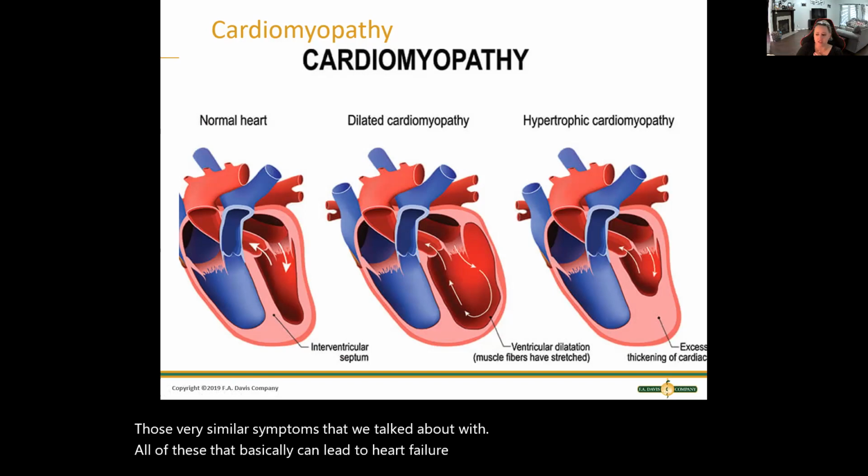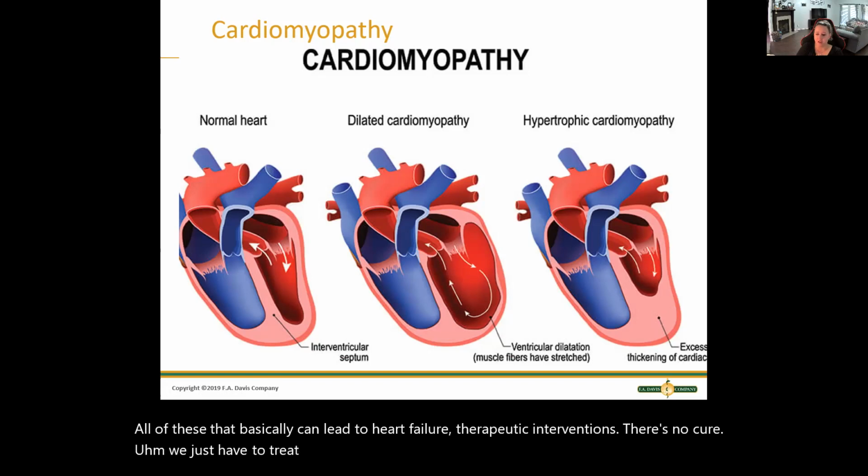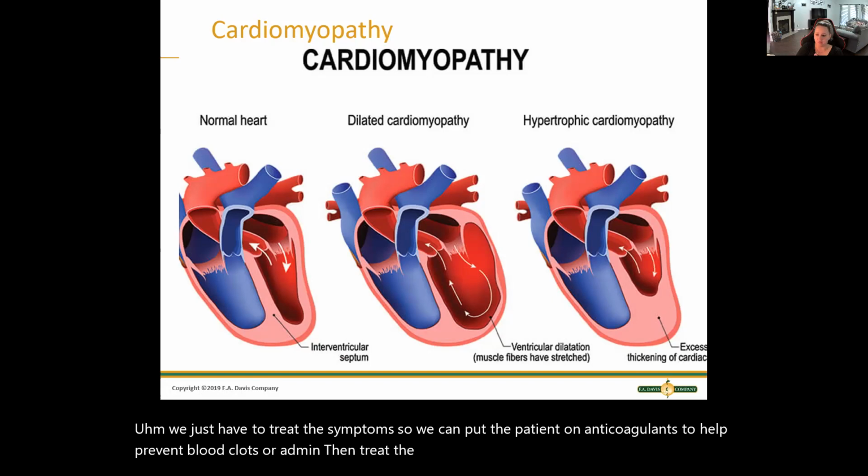Therapeutic interventions: there's no cure. We just have to treat the symptoms. So we can put the patient on anticoagulants to help prevent blood clots, and then treat the heart failure. Okay.